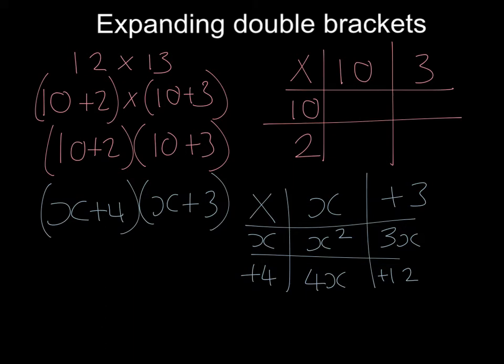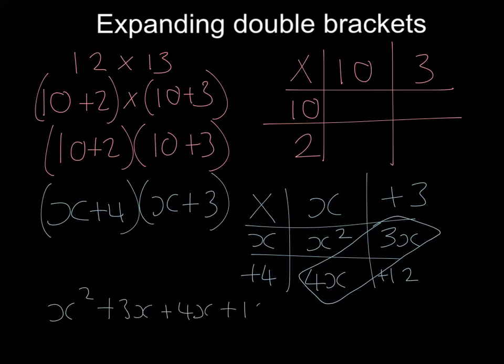Remember in the grid, the classic layout, these two will always simplify together, but if not, quickly show it. x squared plus 3x plus 4x plus 12. When the question says expand and simplify, you need to collect the x's together. So your final answer would be x squared plus 7x plus 12.